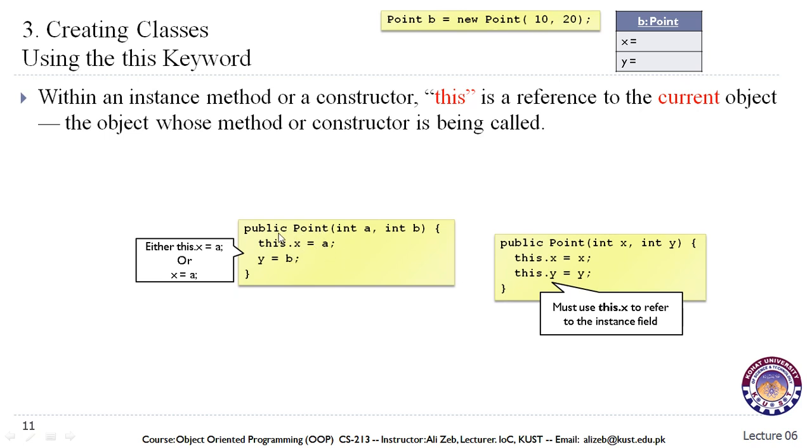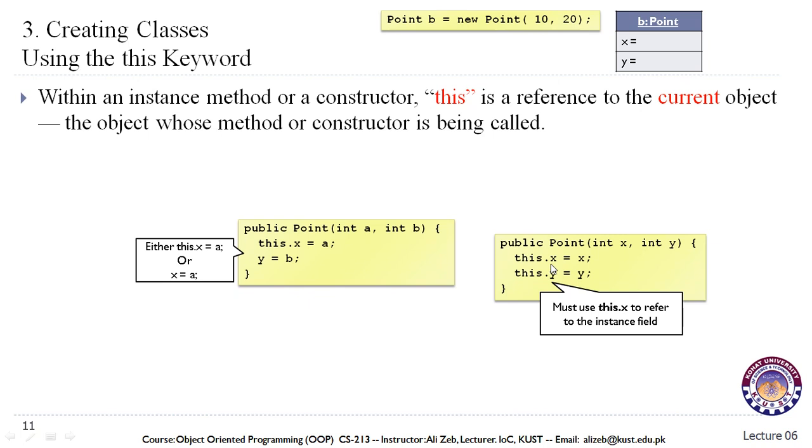But if I'm using this keyword with a variable, that means that this is a variable or a reference to the current object, that is, the object whose instance variable I'm calling or using. And this is useful in situations where we have the same name for our local variable and our instance variable. It allows us to differentiate between the local variable and the instance variable.